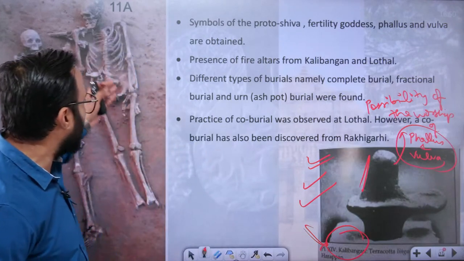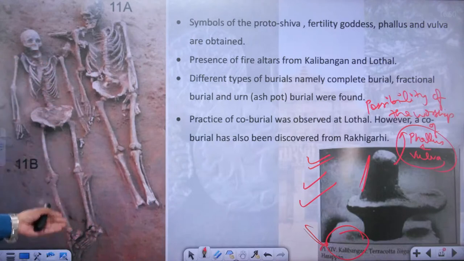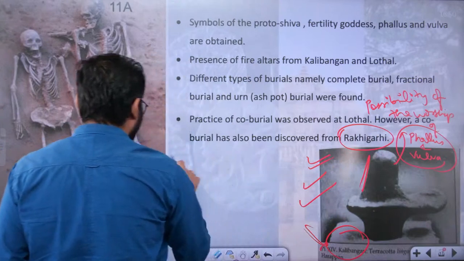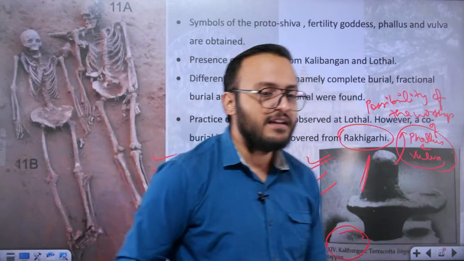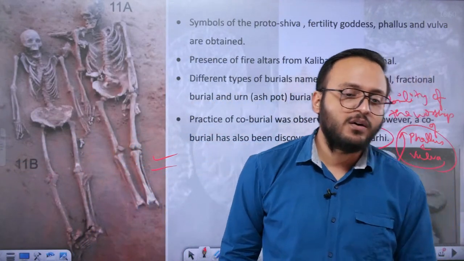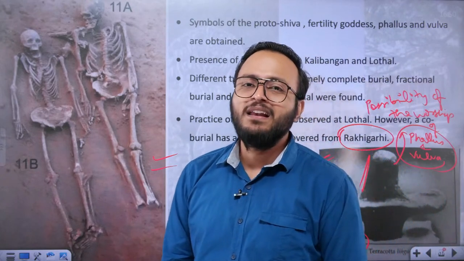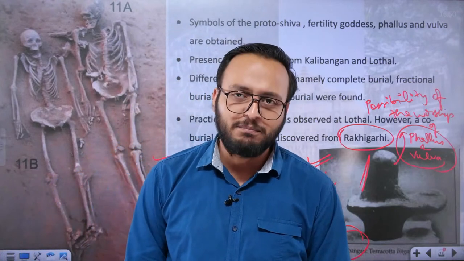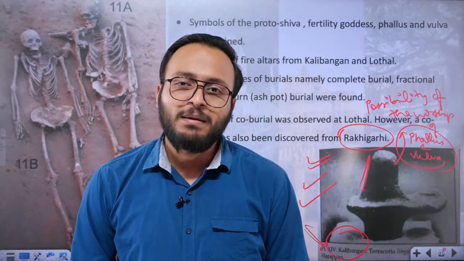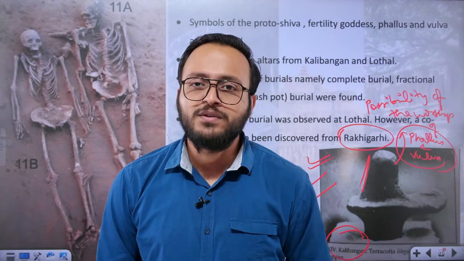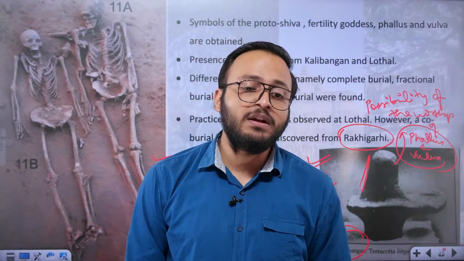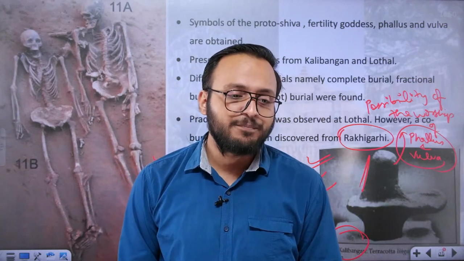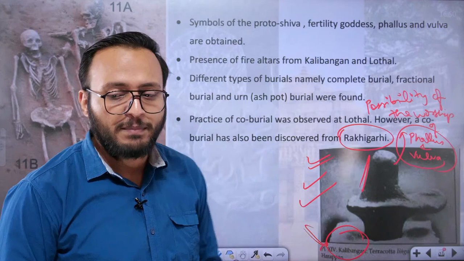Okay, apart from that, you can also see this picture. This picture has been recovered at Rakhi Gadhi. This entire graveyard has been recovered at Rakhi Gadhi, from where we have obtained the co-burial. Earlier it was thought that only Lothal had some evidence of co-burial, but at present, not just Lothal, but other places are also found having co-burial sites. Particularly at Rakhi Gadhi, we have obtained 5 different burials, but this is a special one. Why?